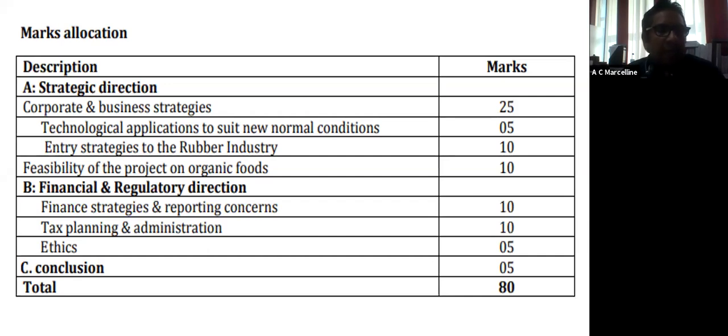So you're looking at, they're allocating marks for corporate and business strategies. So that's why I started upon what the corporate and business strategies are. They're looking at technological applications to suit new normal conditions. They're looking at entry strategies to the rubber industry. And also they are looking at feasibility of the project on organic food. So when I read this, now still not 20 minutes on, a lot of questions will be running in my mind.